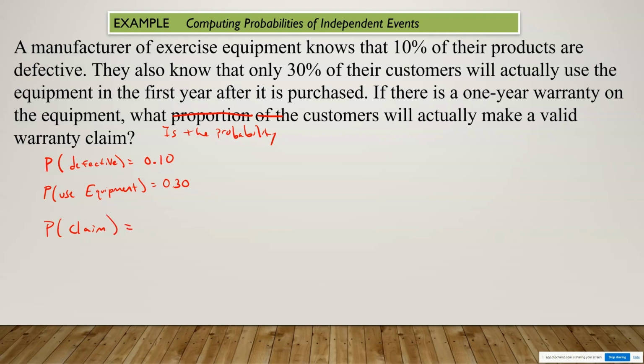Well, what needs to happen for there to be a valid warranty claim? First off, the customer has to have defective exercise equipment. That's the first thing. But if you don't use your equipment, then you won't know if it's defective. If you buy this exercise equipment and it just sits in your house and you don't use it, you don't know if it's defective or not. So not only does it need to be defective, you need to use the equipment. So for a valid warranty claim, it needs to be defective, and you need to try or use the equipment.